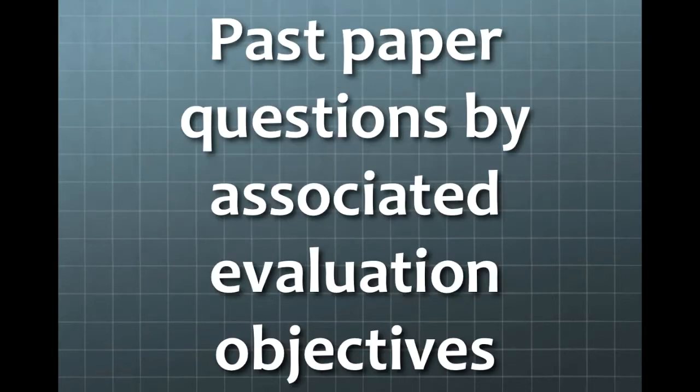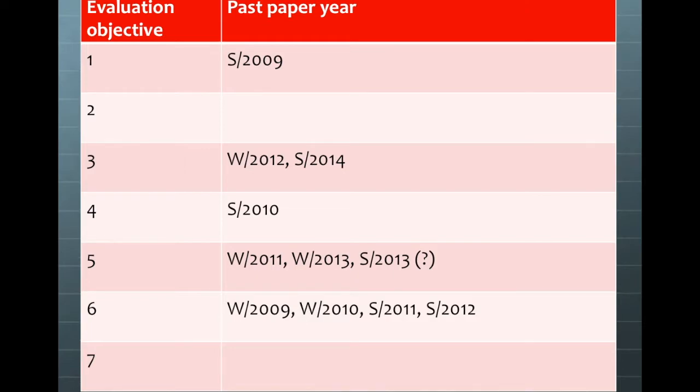What I want to do now is show you when these evaluation objectives were used in past paper questions. I gave you 1 through 7, and then I looked back through all the past papers and found this. For evaluation objective 1, it was last examined in the summer 2009 paper. For 2, it doesn't seem to appear at all. For 3, winter 2012 and summer 2014. And then you can read on below.